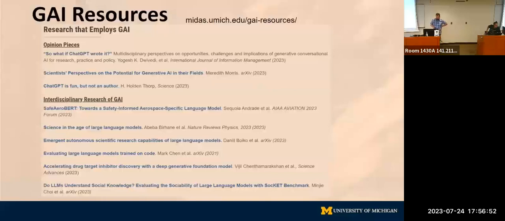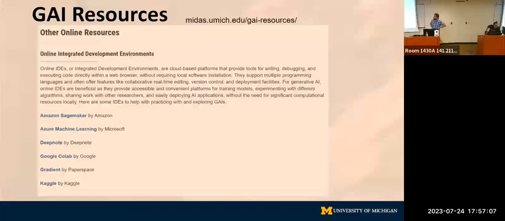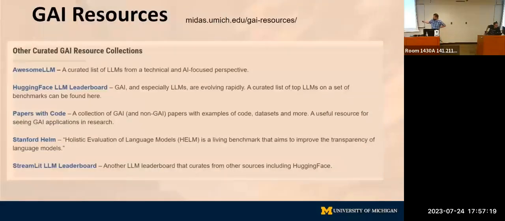As well as some opinion pieces on research that employs generative AI and interdisciplinary research that implements and uses generative AI. So we're not only interested in the research of generative AI, but where it's been used in other existing fields, right? There's some places where you can go and play with generative AI for free online right now. It's very easy, right? You can find this quite quickly. And then some other places that are also sort of meta resources like this. So we're not the only ones. There are others out there. Don't trust us alone. Look everywhere, right?